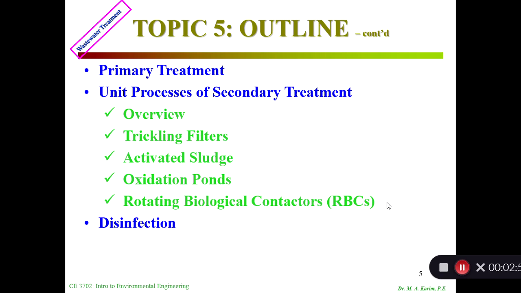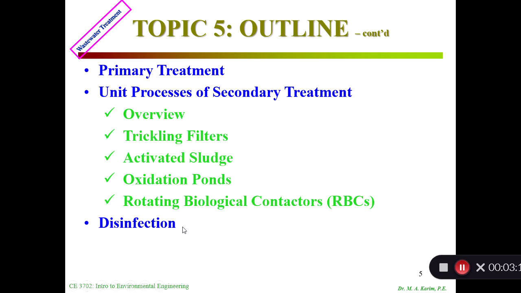Number 1 is trickling filters, then activated sludge, then the oxidation pond, and rotating biological contactor, RBC. So out of these 4, the trickling filter is still being used, but activated sludge is widely used. Oxidation pond is not that much used. RBC, as I said, I didn't see any in use before. Rest of them I have seen.